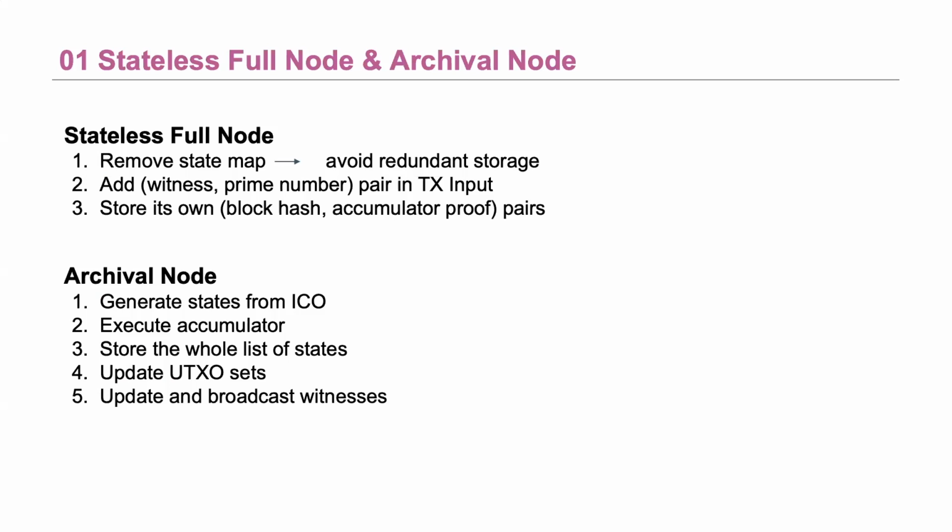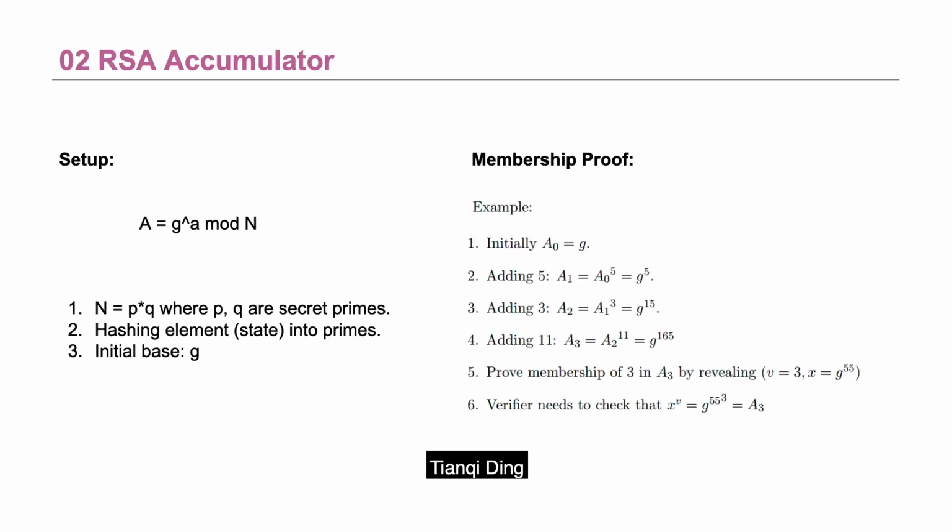When an Akiva node receives a block, it will add it to its own blockchain and update the UTXO sets. Then it will update and broadcast the witness to all stateless full nodes. We use ECE accumulator instead of Merkle tree for state witness implementation, as it can be more efficient.